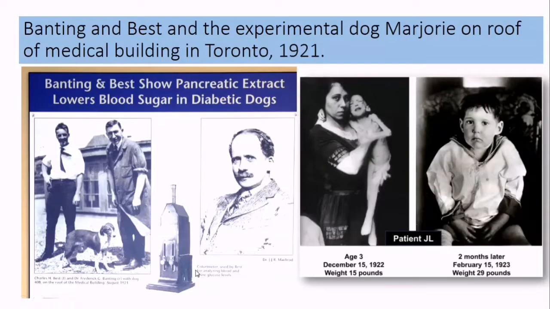So this discovery of insulin 100 years back has changed drastically the health conditions of the patients. So here the patient by name JL, you can see at the age of 3. On December 15th, 1922, he was weighing only 15 pounds, whereas after taking insulin extract, which was given by two important scientists, Banting and Best, after injections of insulin, this JL has gained weight up to 29 pounds. That is 2 months later, you can see the completely recovered patient of type 1 diabetes.